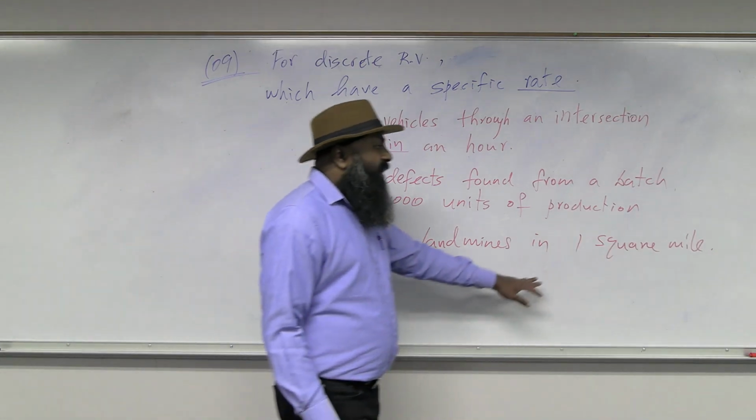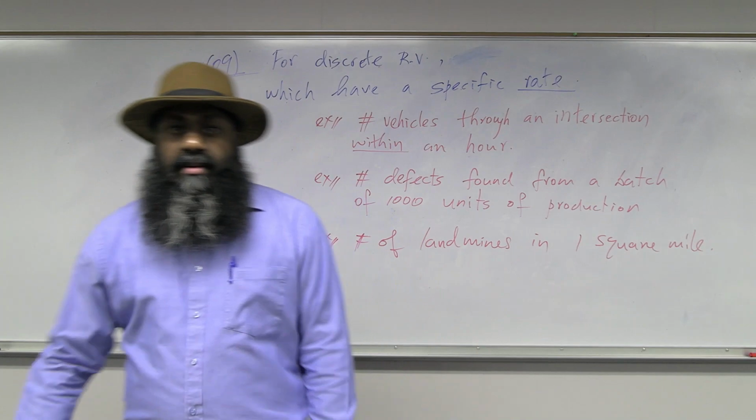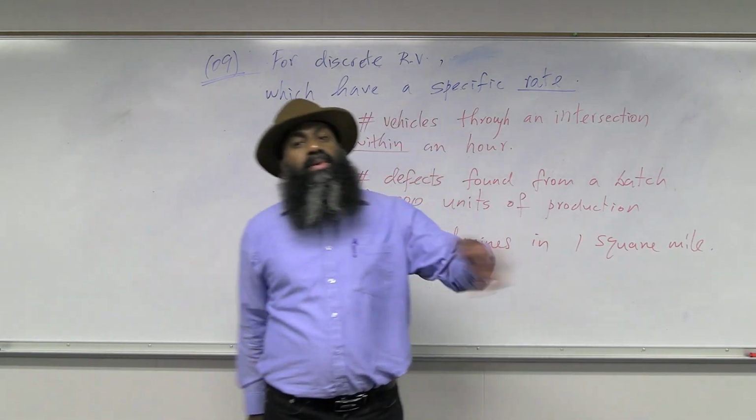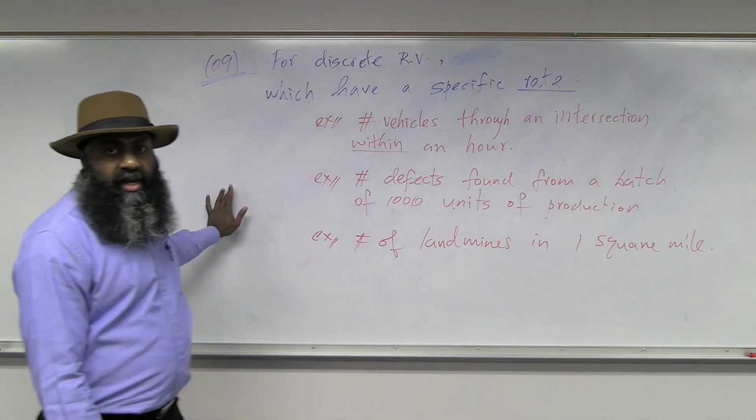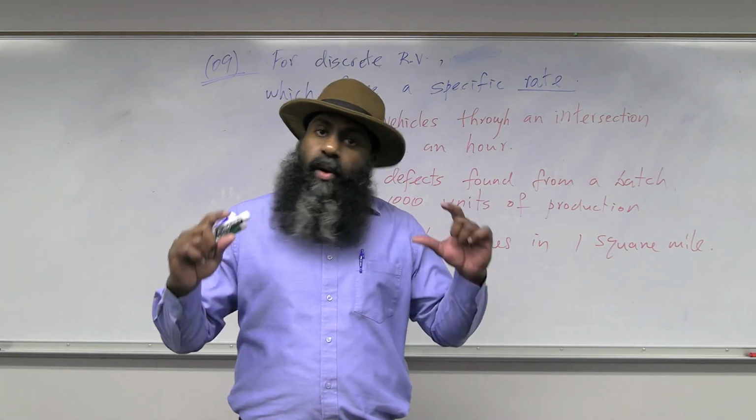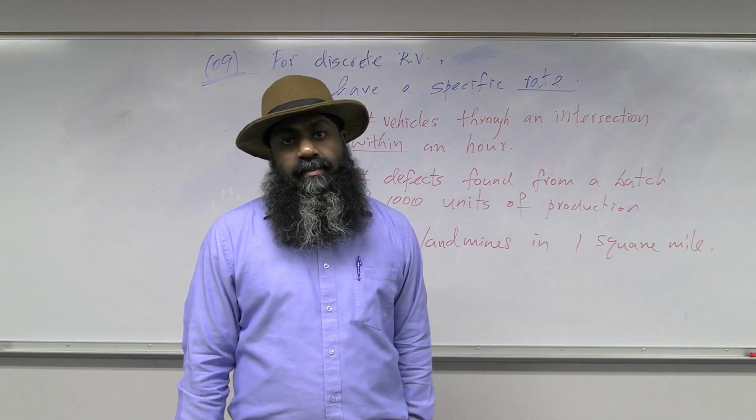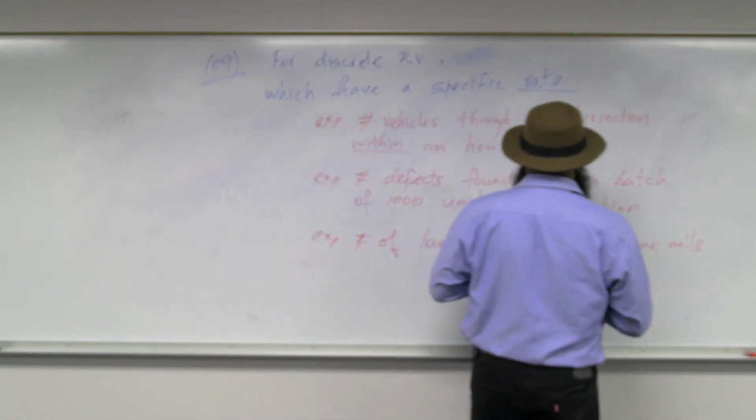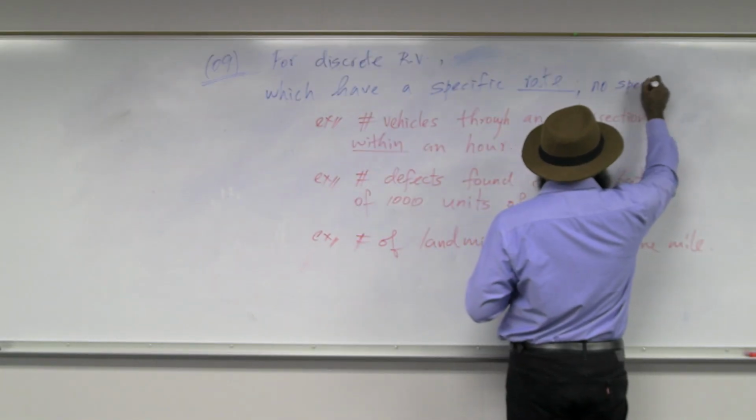Number of landmines in a 1 square mile area of a certain war zone. Well, that could be 1, could be 0, it could be 10, it could be 15. We don't know the upper limit. So that kind of variables are modeled usually using the Poisson distribution. Read the questions carefully. You can always figure out the name of the distribution of the given random variable. So, which has a specific rate, and I will also add one more comment, and no specific upper limit.